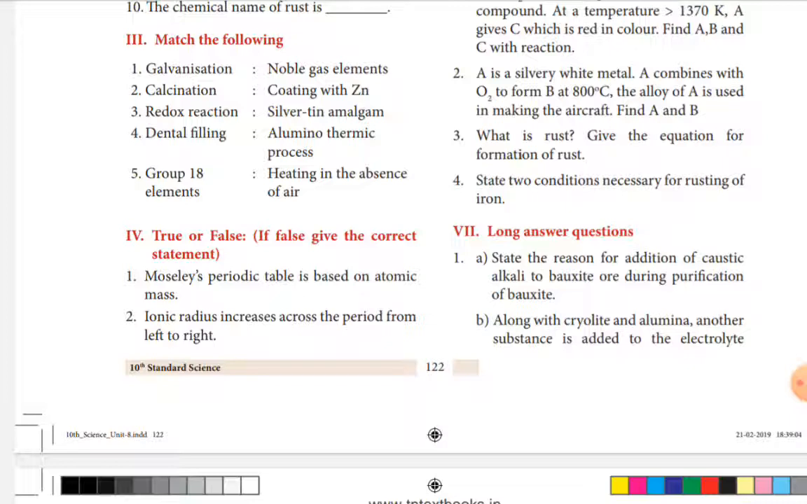First you have to write that it is a false statement, and then you have to write the correct statement. The second one, ionic radius increases across the period from left to right. This is also false. Ionic radius decreases across the period from left to right.